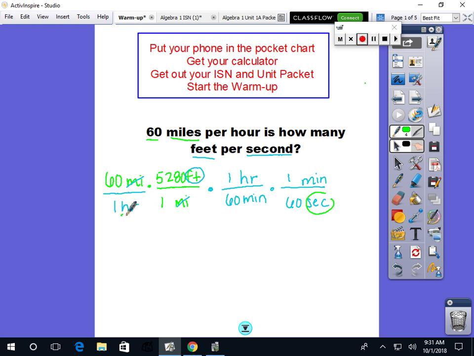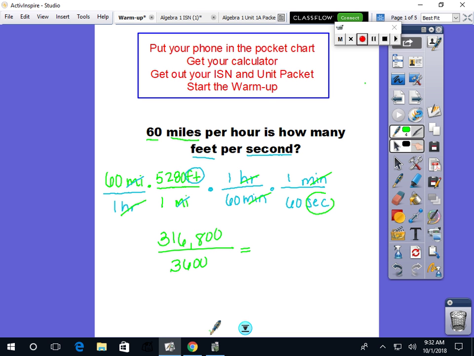So I can cross out hours with hours, minutes with minutes. And now I multiply the numerators. 60 times 5,280 times 1 times 1 is 316,800. And then on the bottom, you just have 1 times 1 times 60 times 60, which is 3,600. And now you just divide those for your final answer.